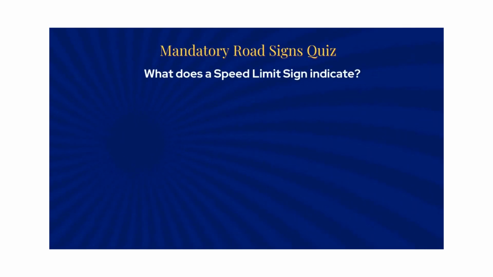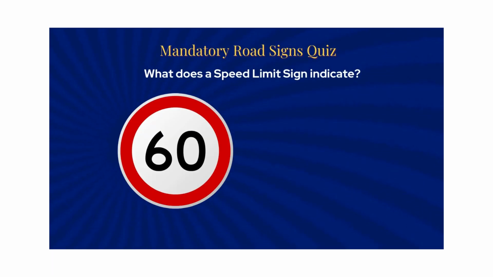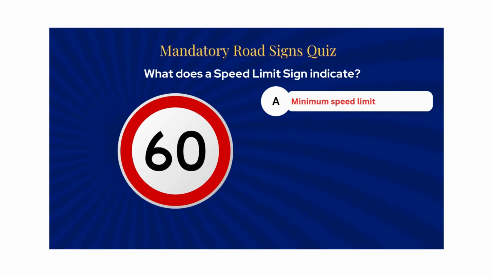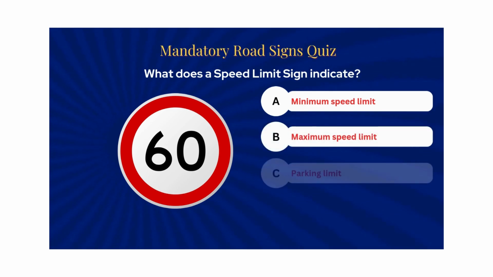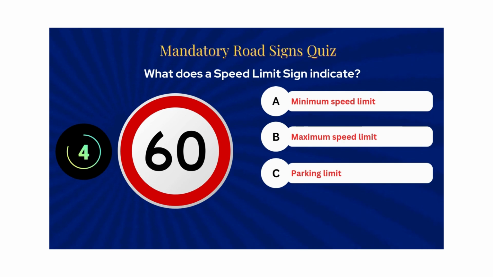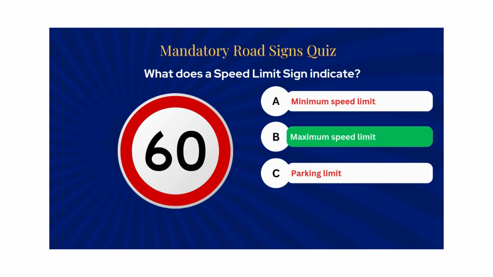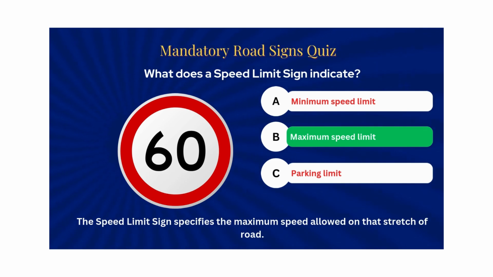What does a speed limit sign indicate? Options are minimum speed limit, maximum speed limit, and parking limit. The answer is maximum speed limit. The speed limit sign specifies the maximum speed allowed on that stretch of road.